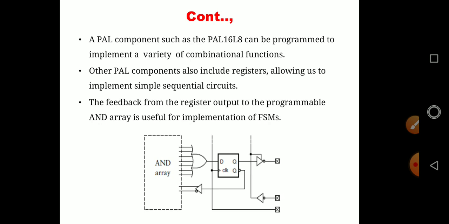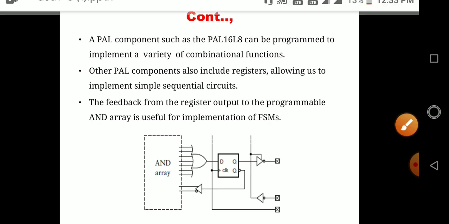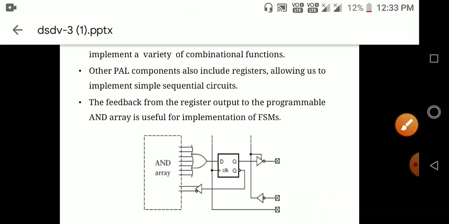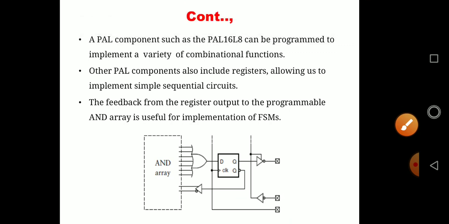Previously I explained how a combinational circuit can be designed using a PAL. In this figure we can see how a sequential circuit can be designed using a programmable array logic. Here the signal from a register is given to the programmable AND gate array as shown in the figure. The output of this register is given back to the AND array logic as feedback, and hence it is useful in the implementation of finite state machines.